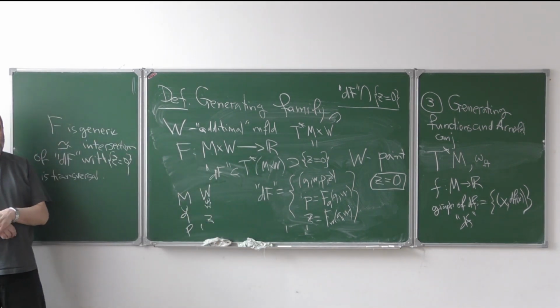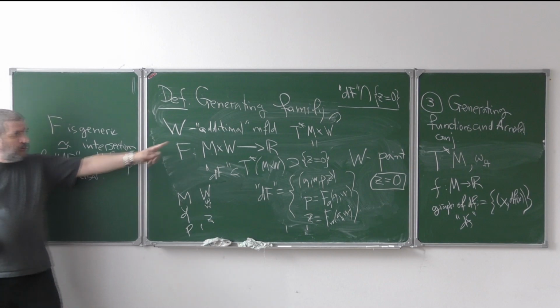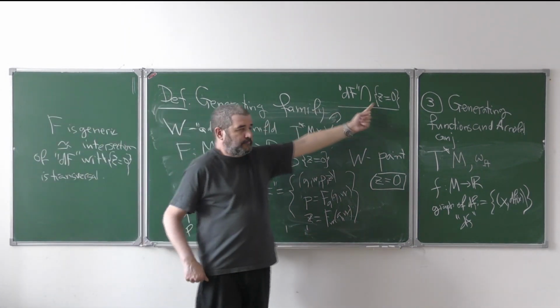Now I take that intersection. By the way, what is the dimension of that intersection? An exercise. Find the dimension of that guy.